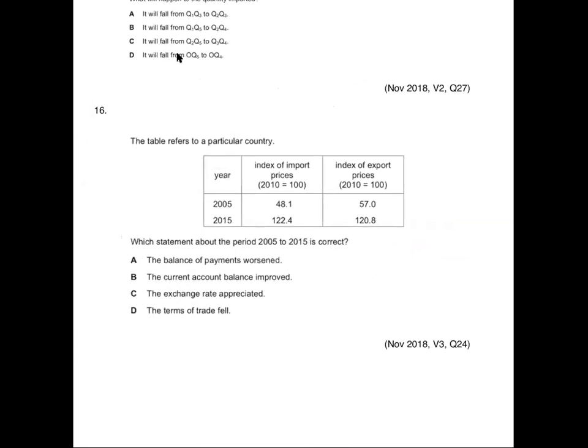In this question, they're saying that in 2005, your index of import price was 48.1, while index of export price was 57.57. 2010 was your base year, guys. What happened in 2015? It's important to look at 2015 after the base year. Your value will now become 120.8 over 122.4 times 100.